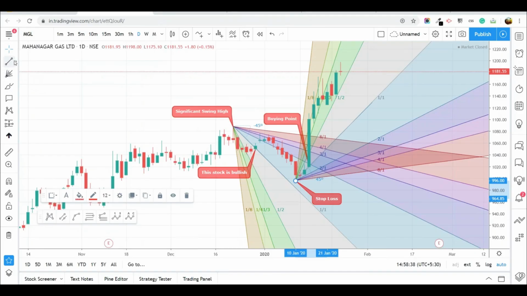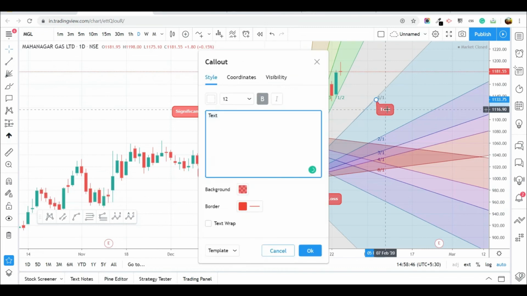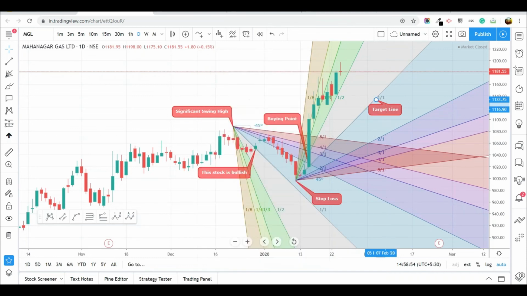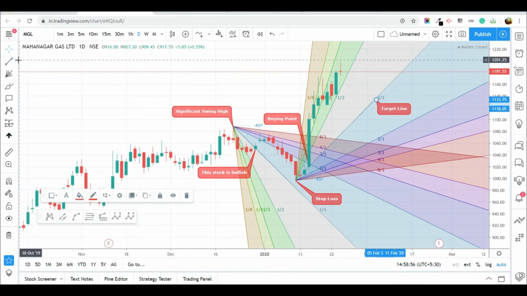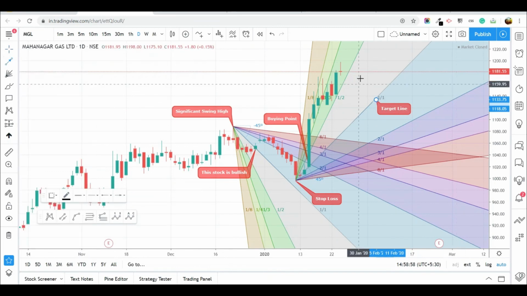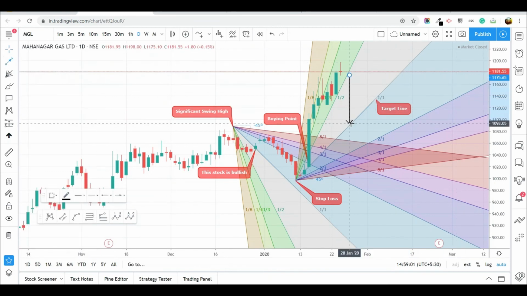The 1x1 line means we shall wait for this line to break. This is our target line, we can say. Now see, there are many different ways the target line can come. It can actually fall from here tomorrow, and if it falls like that, we will close here.